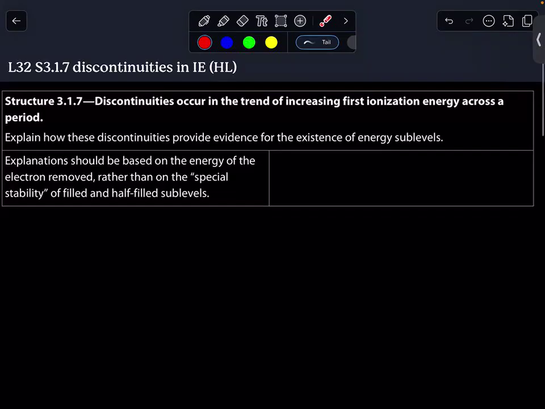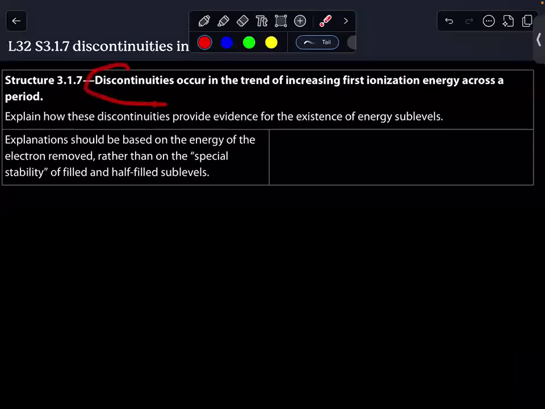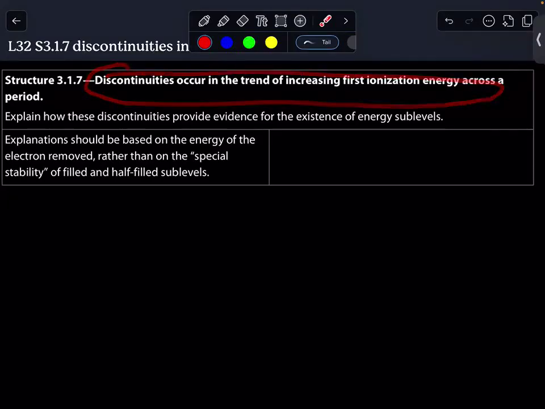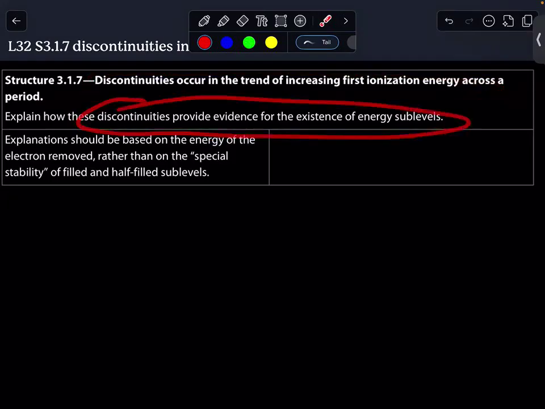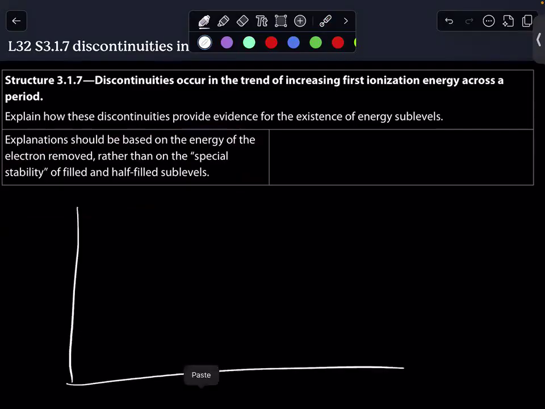This is structure 3.1.7, discontinuities and ionization energy, HL. This is very much a review of structure 1.3.6, where we talked about trends in ionization energies. Today we'll be further discussing the trend of increasing ionization energy with the two discontinuities and how they evidence existence of energy sublevels. So, explanation should be based on the energy of the electron removed. So we're going to specifically look at the electron removal and not really talk about specific stability of orbitals. So with that said, let's go ahead and talk about those two discontinuities that we saw in ionization energy.